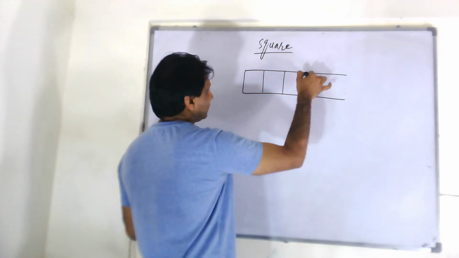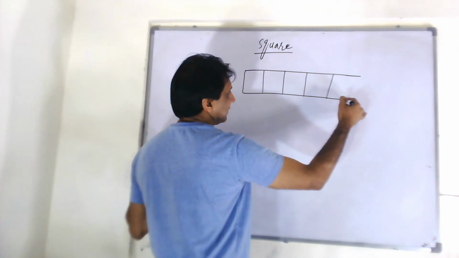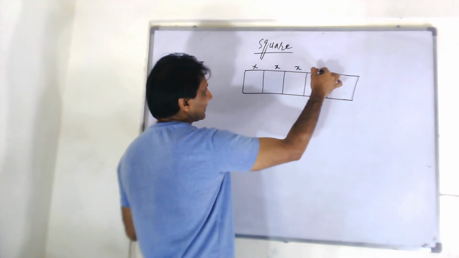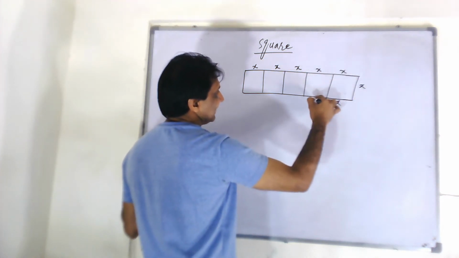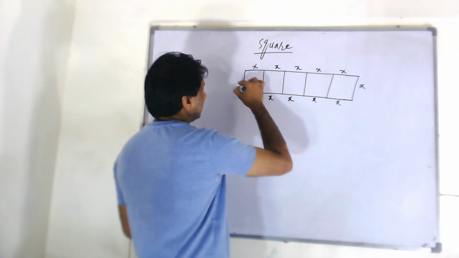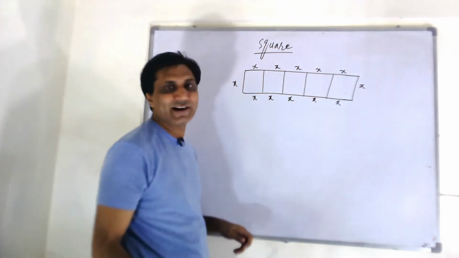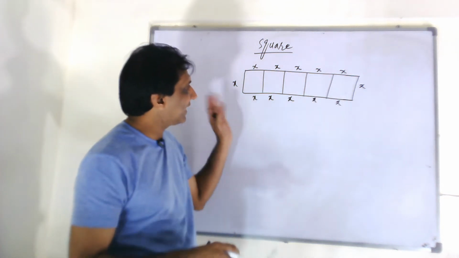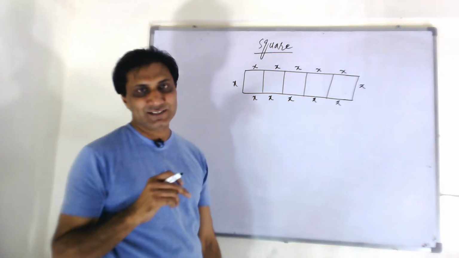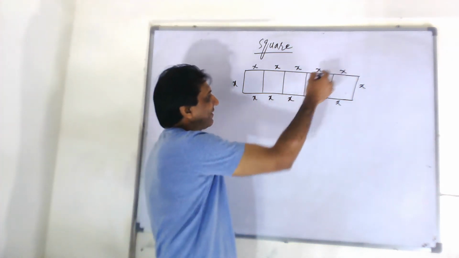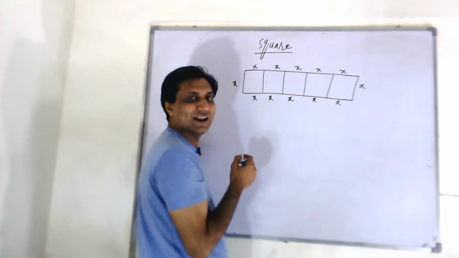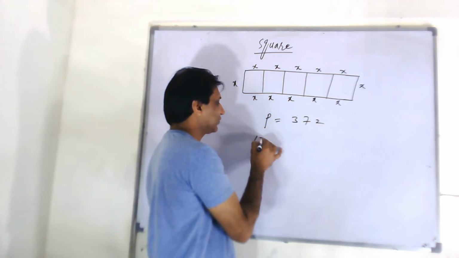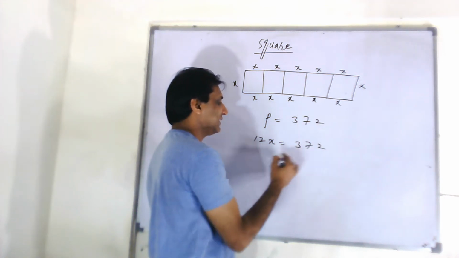1, 2, 3, 4, 5. Because all are equal, so the sides will be x for each. Now the perimeter of this rectangle is 372 inches. So what is the perimeter of this rectangle? The sum of all sides. So the sides are 5x, 5x and 2x, so 12x. So perimeter 372, that is 12x is equal to 372.